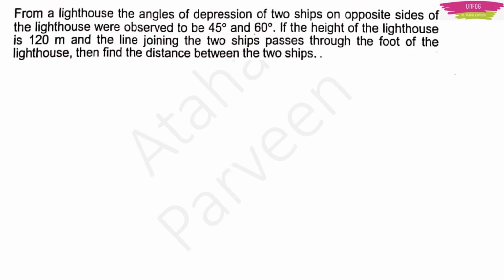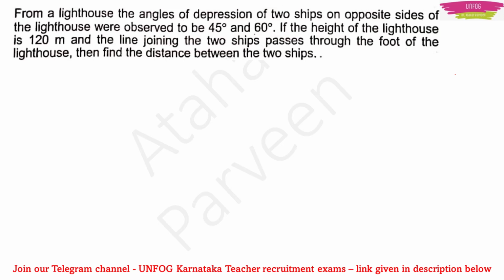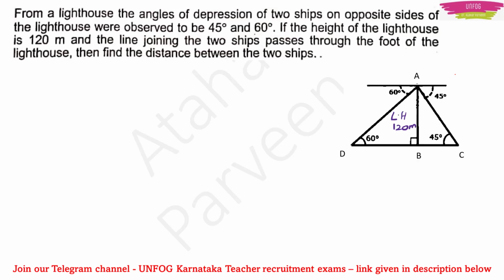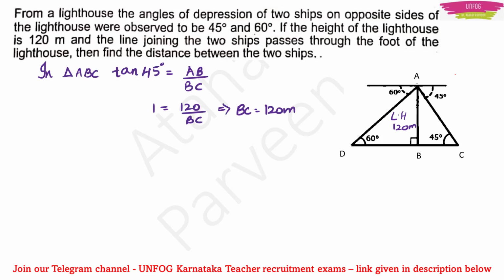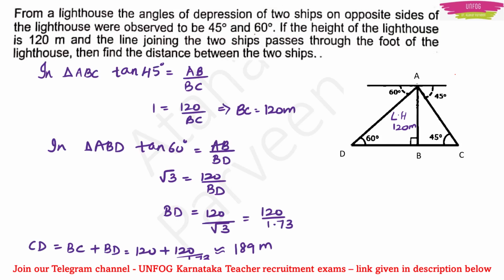Okay friends, these were the multiple choice questions which I have solved. I am giving you an assignment, two very important questions. This is one question. From a lighthouse, the angles of depression of two ships on opposite sides of the lighthouse were observed to be 45 degrees and 60 degrees. If the height of the lighthouse is 120 meters and the line joining the two ships passes through the foot of the lighthouse, then find the distance between the two ships. I am giving you a clue and the answer also, but I am not explaining in detail. This is your assignment. This will be the figure and this is the explanation. You can use this explanation and try to find things out by yourself.